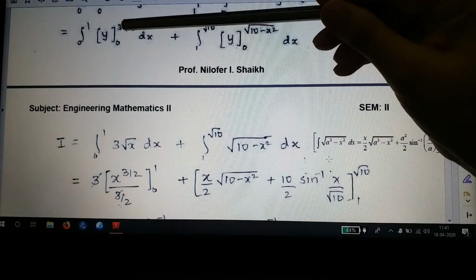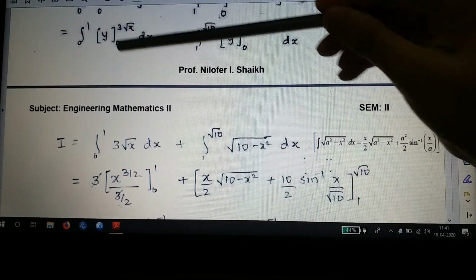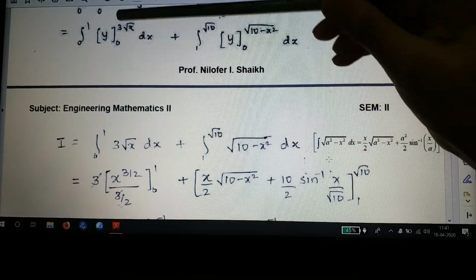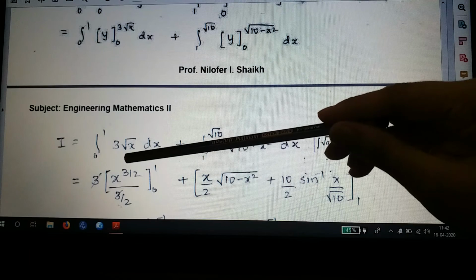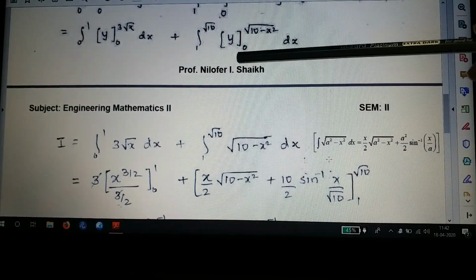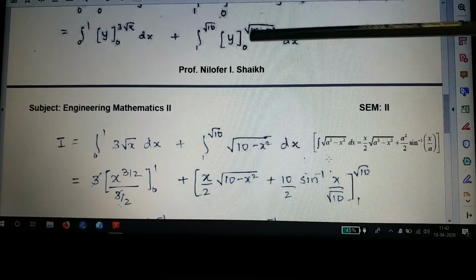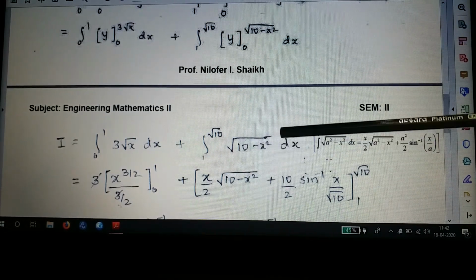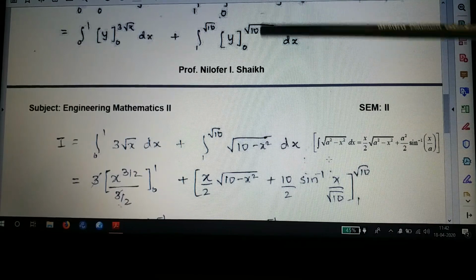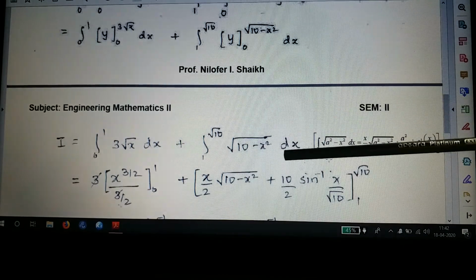Putting the upper limit, you will get 3 root x. Then the lower limit is minus 0, which need not be written. So after substitution of limits, we get only 3 root x. Here similarly, the upper limit is root of 10 minus x square. The lower limit is 0, so you have minus 0 here, which need not be written. This is what you get after substitution. Then we have one more integral left with dx.